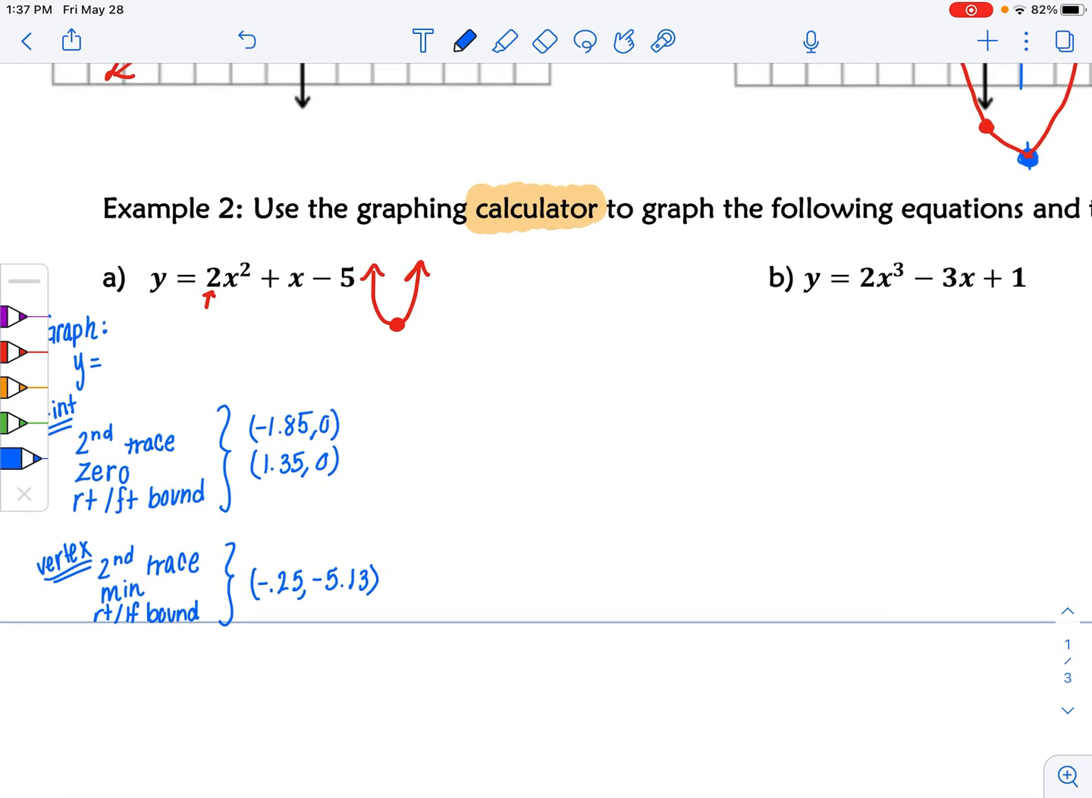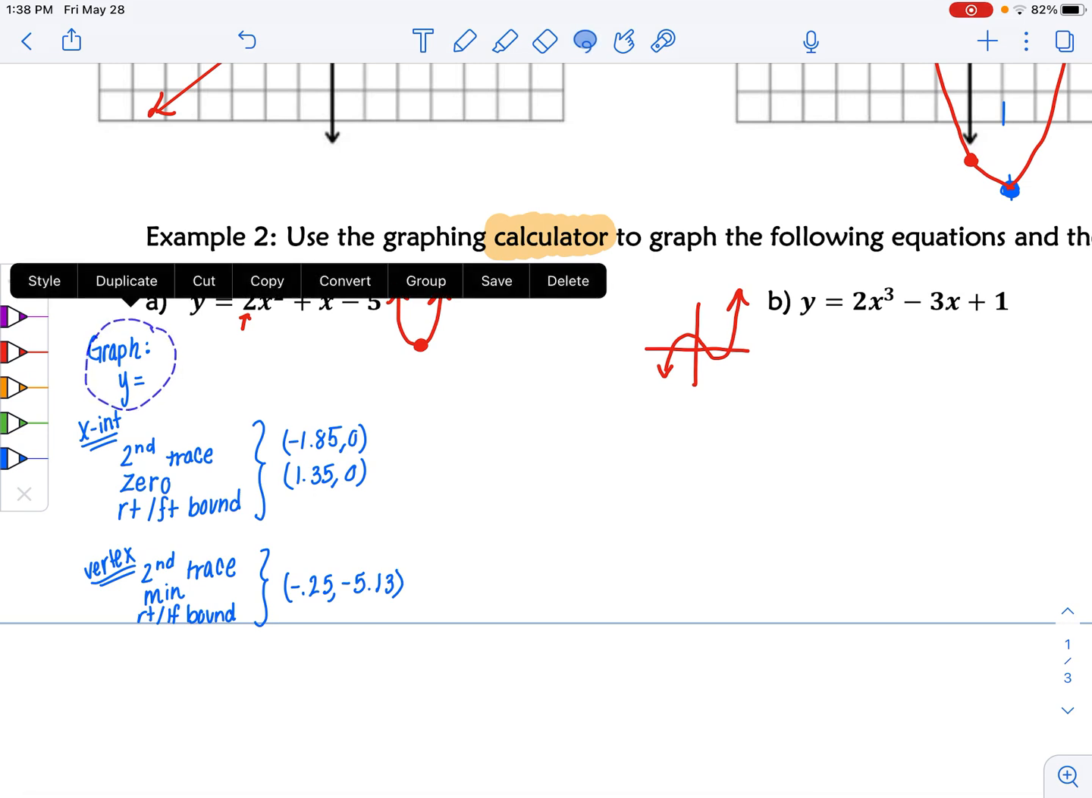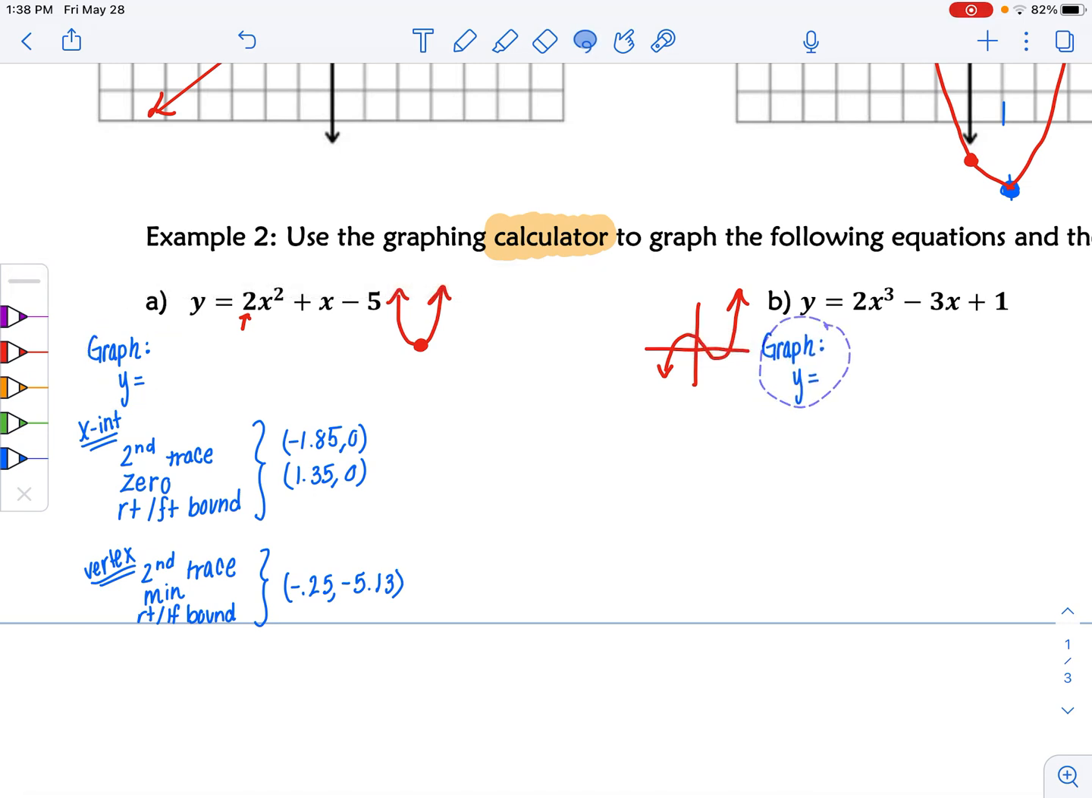Sometimes we'll have a graph like B, where it's not just a normal parabola. Instead, it should actually be something that looks like this. If we go correctly and do graph y equals, let's move that over. Graph y equals, you should get that shape. If you don't, please zoom out. So go to window, zoom out, and hopefully you'll see then the whole shape.